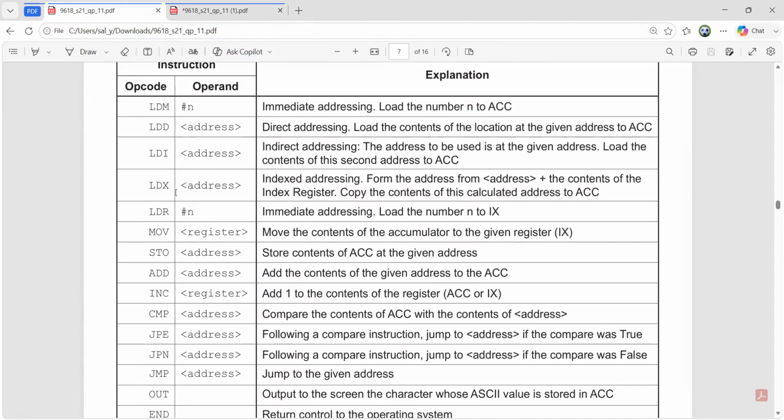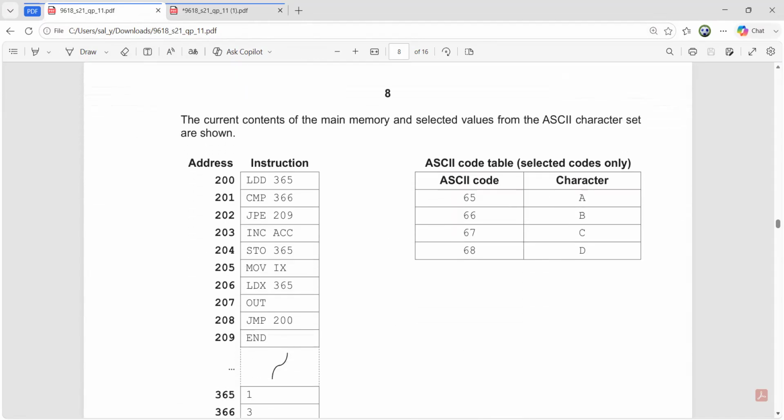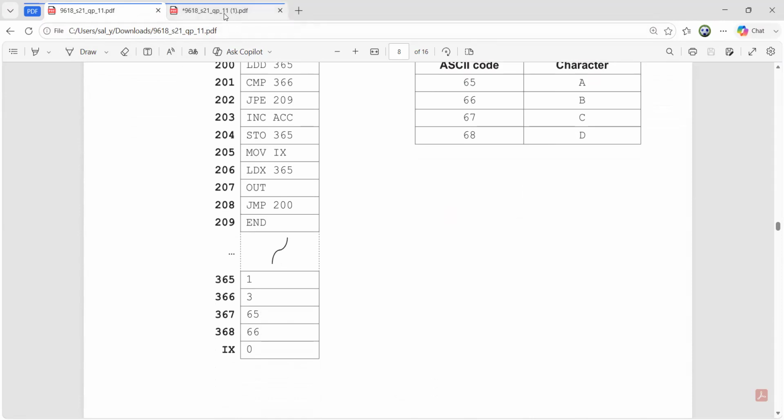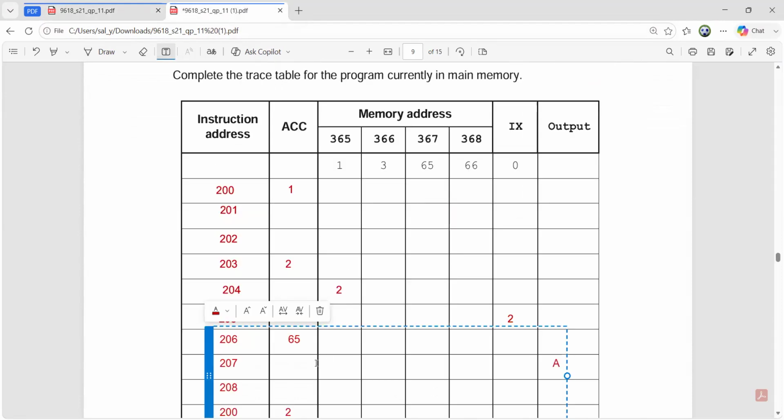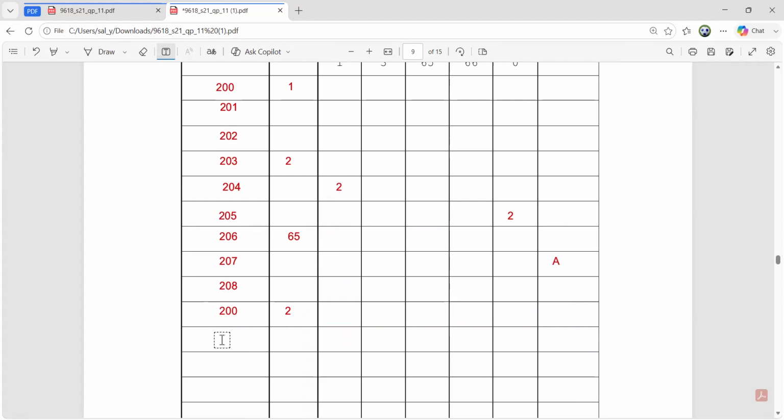What does it say? It says LDD 365, and LDD 365 means direct addressing. Load the contents of the location at the given address to ACC. 365 is now holding the value of 2, and that is why the value of 2 is now stored in your ACC here. After that, the same process, 201.